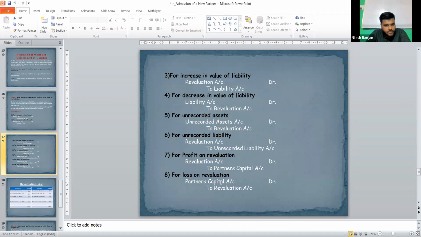If there is any increase in value of liability, then it is loss for the firm or company.